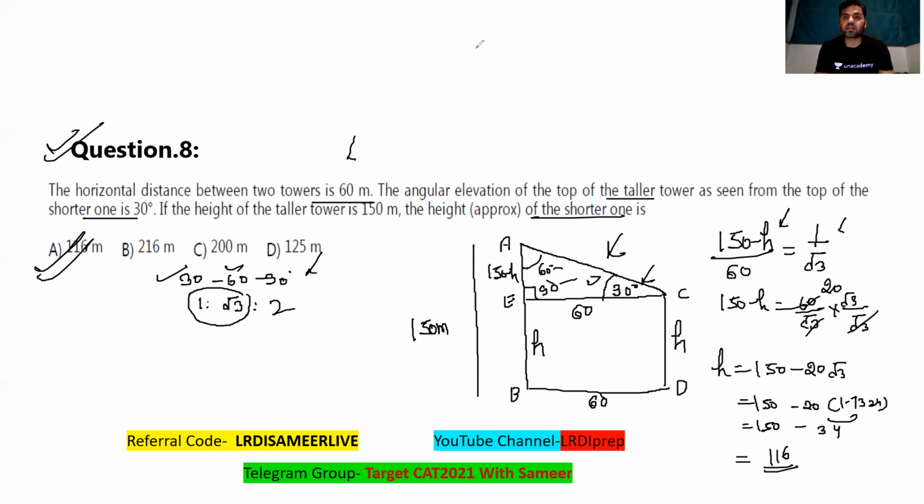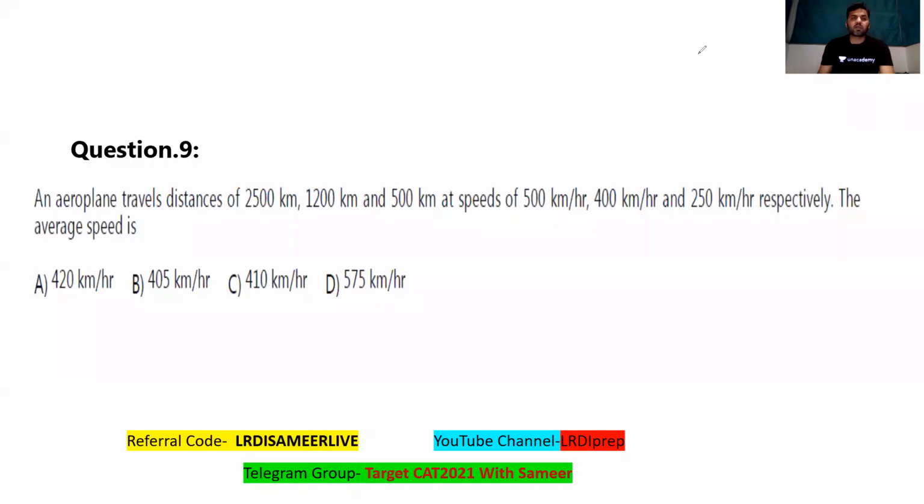Let's move on to question number 9. So guys, question number 9 is from time, speed and distance. It says an aeroplane travels a distance of 2500 kilometer, 1200 kilometer and 500 kilometer at a speed of 500 kilometer per hour, 400 kilometer per hour and 250 kilometer per hour respectively.